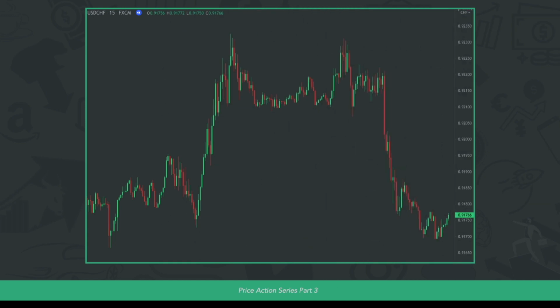Another example, USD CHF 15-minute time frame. So hindi lang sa daily 4-hour time frame tayo makakakita ng support and resistance, no? So any time frame may support and resistance. All right? So USD Swiss. So from here nagkaroon tayo ng higher high, higher low, and then higher high, very impulsive move. And then nagkaroon tayo ng rejection, right? So nagkaroon tayo ng rejection dito, nag-pull back, higher low ulit.